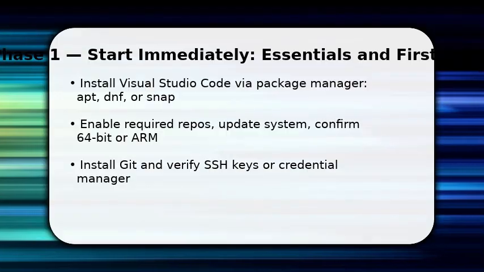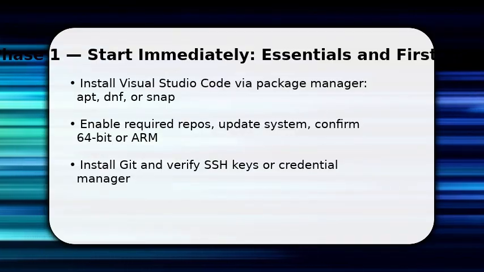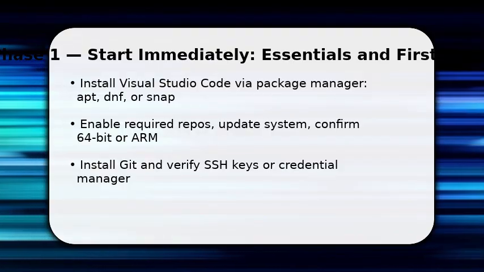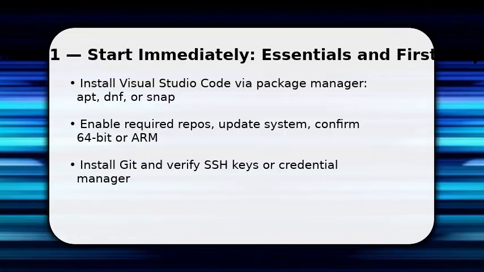You begin by preparing the essentials. Install Visual Studio Code through your package manager, apt, DNF, or snap, so updates integrate with the system. Make sure Git is installed and configure SSH keys or a credential helper. This avoids repeated sign-ins. Once done, enable any required repositories and run the system update so dependencies match. You should confirm your CPU architecture, 64-bit versus ARM, so you pick the correct build.